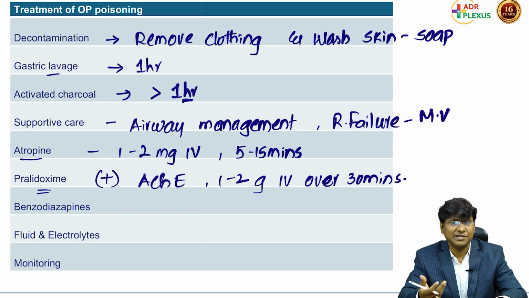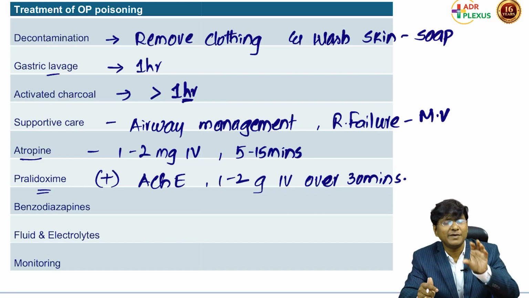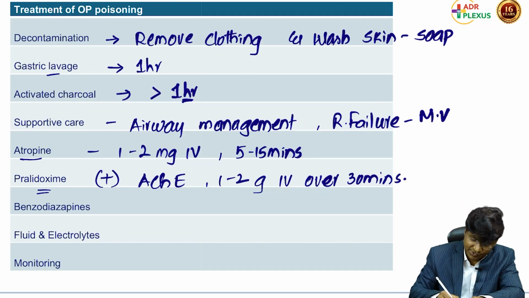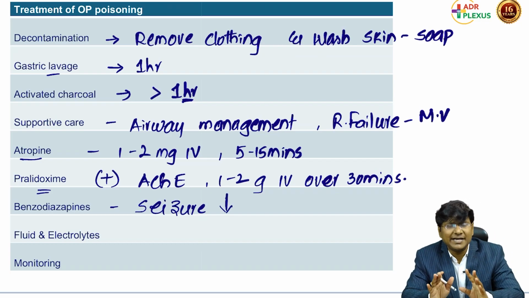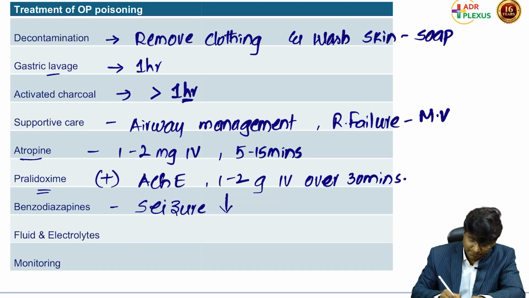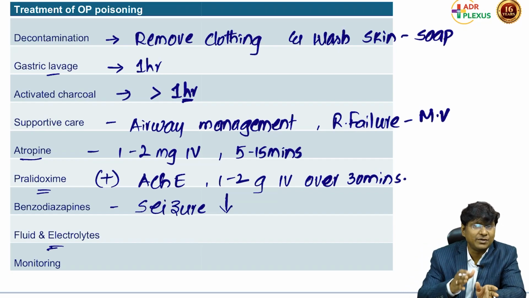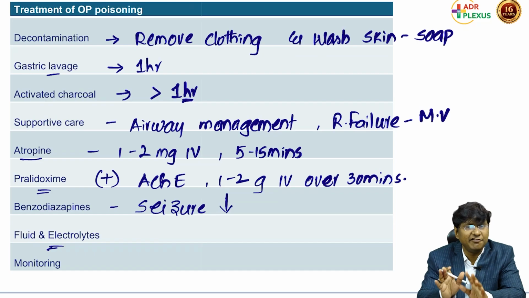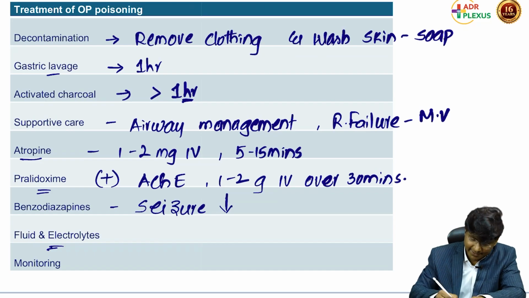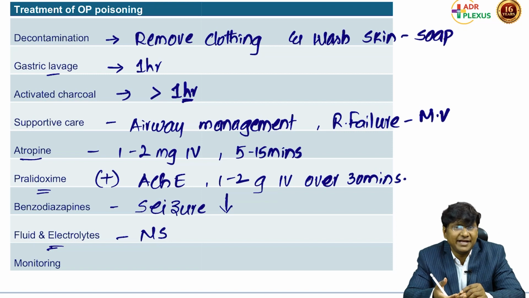Next is benzodiazepines. Why do you need to give benzodiazepines? It is mainly to control the CNS manifestations, mainly for seizure control. We give the benzodiazepines, right? And the common choices are diazepam or lorazepam. Fluid and electrolytes: you need to correct any dehydration if present. For that you need to give normal saline, because these patients have diarrhea, so there is a chance of dehydration, right?